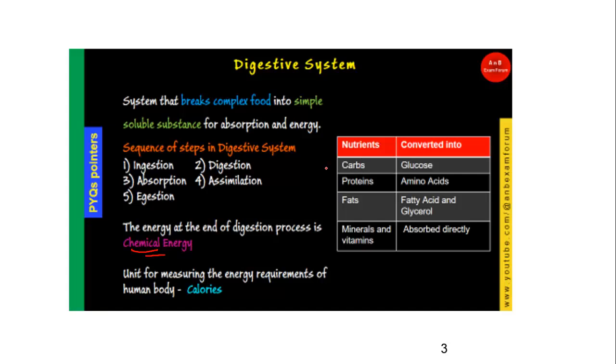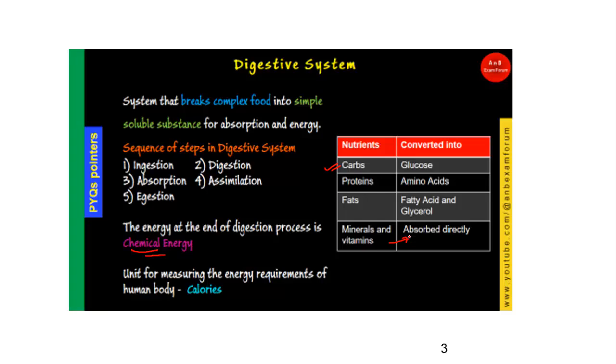Okay, so carbohydrates are finally converted into glucose, and proteins are finally converted into amino acids. Fats are finally simplified into fatty acids and glycerol. And you should know that minerals and vitamins are absorbed directly. Okay, so all such pointers we have seen in our theory classes. I'm not going to go into detail in today's session. Okay, so our focus will be on the previous year questions.